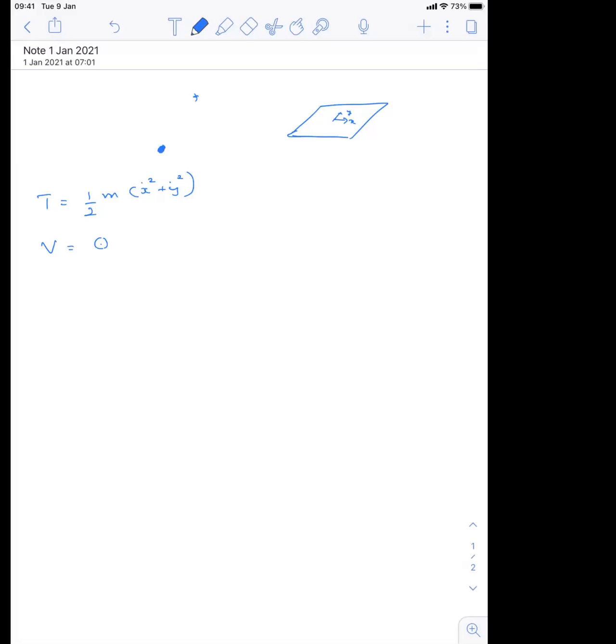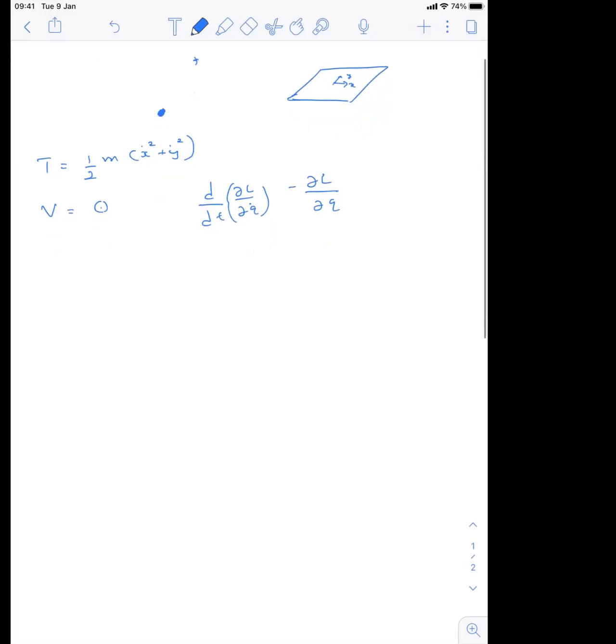And so this is T equals half m times x dot squared plus y dot squared. So the Lagrange equation that we had was, remember, d/dt of ∂L/∂q dot minus ∂L/∂q. So this is how you write the Lagrange equation, and L here is kinetic energy minus potential energy, and the kinetic energy is half m times x dot squared plus y dot squared, and minus potential energy is 0. So the Lagrangian is just the kinetic energy, right?